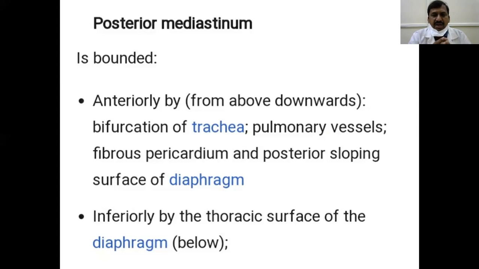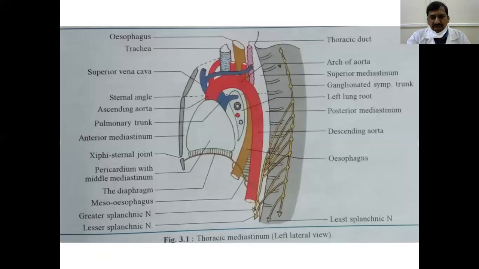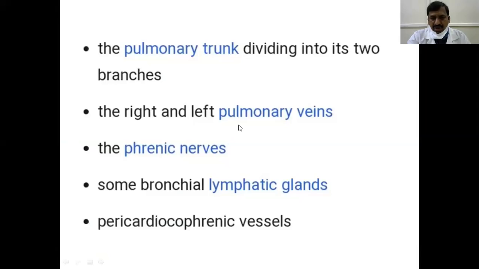Anteriorly, from above downwards, what are the structures forming the anterior boundary of the posterior mediastinum? First, the bifurcation of the trachea and the pulmonary vessels. See, at this level there is the bifurcation of the trachea. Then these are the pulmonary vessels. Then the pericardium. Okay.